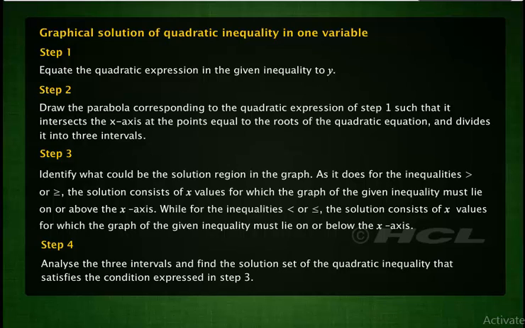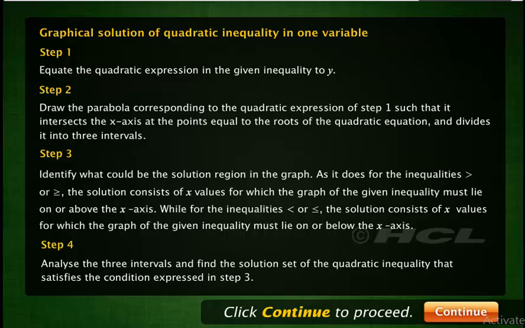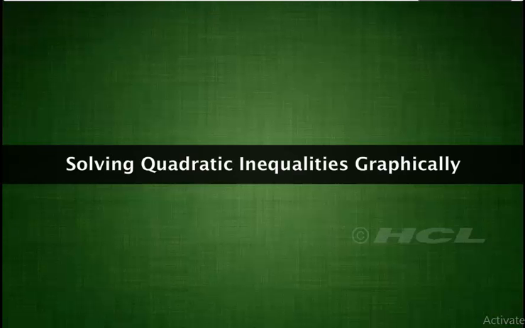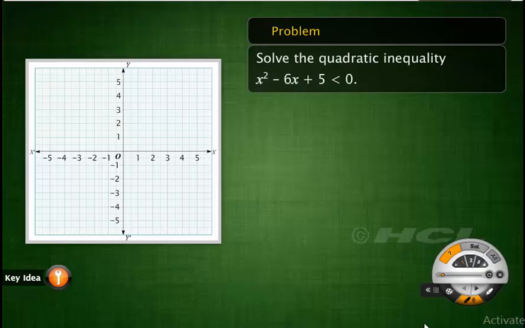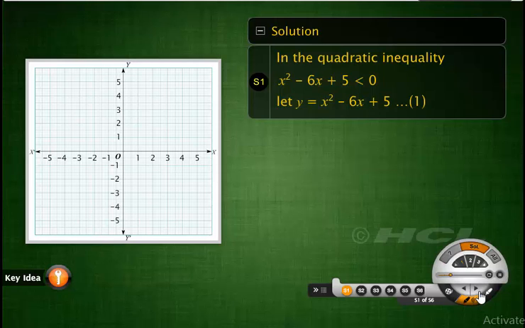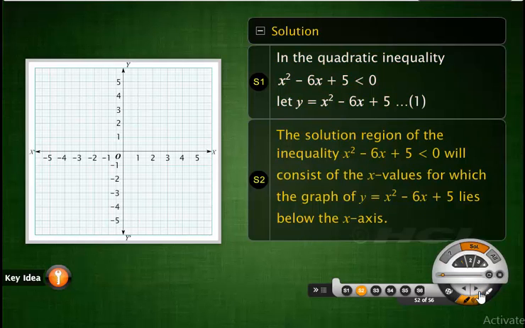Let's summarize steps to solve quadratic inequality graphically. Solve the quadratic inequality x squared minus 6x plus 5 less than 0. To make the graph of the given inequality, for convenience, equate the quadratic expression to y as shown. Since the given inequality is of less than type, the solution will consist of the x values for which the graph of the given inequality lies below the x-axis.